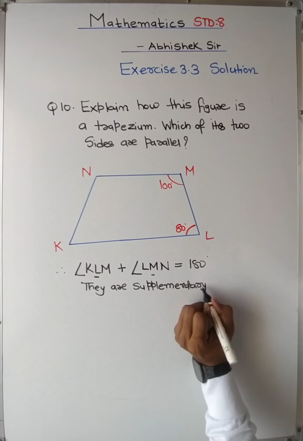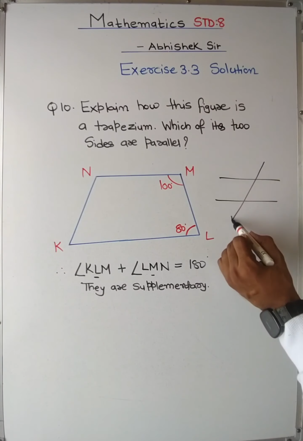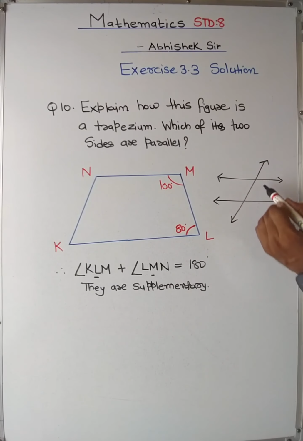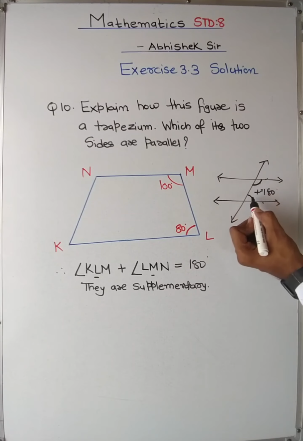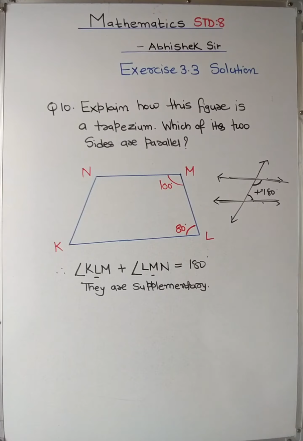If you have studied the concept of parallel lines and one transversal, you know that if the lines are parallel and there is a transversal, the interior angles are supplementary. Okay, so the converse of this: if the interior angles are supplementary, then they are parallel lines. Clear?